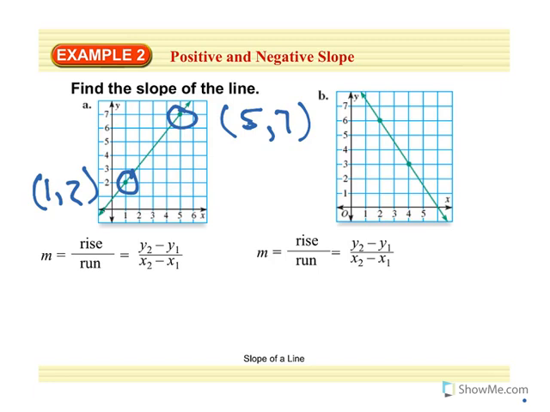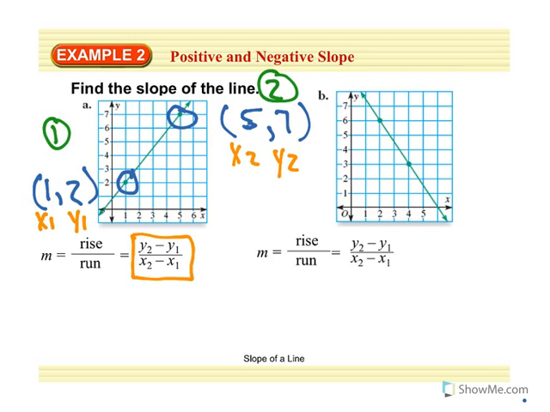So let's say I want this to be my first coordinate, and this to be my second coordinate. If this is my first coordinate, this is my x1, this is my y1, this is my x2, this is my y2. So when I look at my formula, y2 minus y1, my y2 is 7, my y1 is 2, my x2 is 5, and my x1 is 1. So I get 5/4, exactly the same thing I got in our previous lesson by measuring.